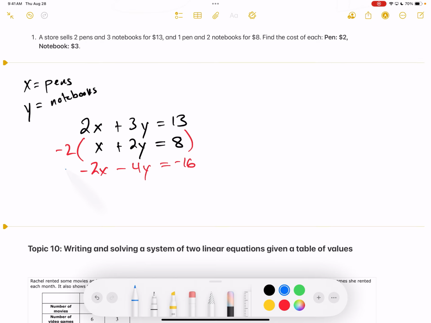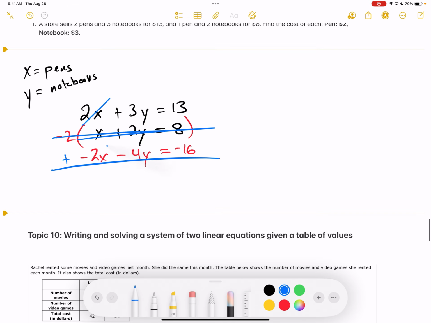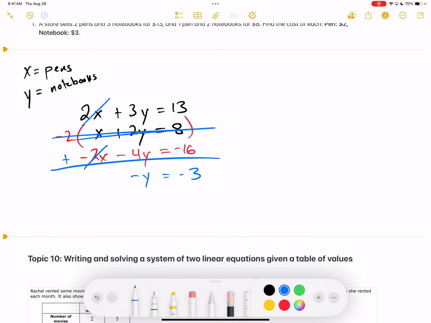So now I'm going to add up the top and the bottom one, so I'm not really looking at that one anymore. So 2x minus 2x, those cancel out. 3 minus 4y would be negative y. 13 minus 16 would be negative 3. And then to get y completely by itself, divide both sides by negative 1, and y equals 3.